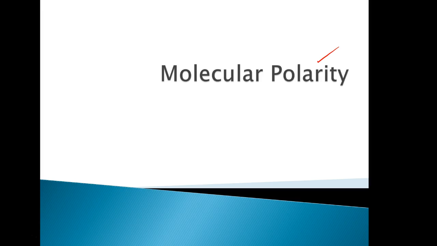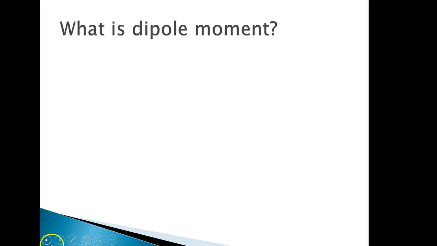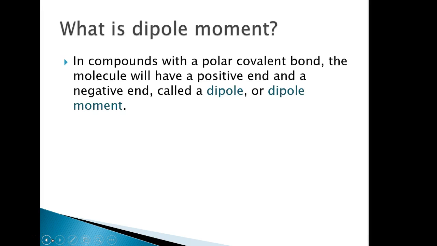structures. And the 3D VSEPR shape of things also makes a difference. Not as much as you might think, but it does make a difference. So we're going to talk about something called dipole moment. And what is dipole moment? Well, that's when you have molecules that have a polar covalent bond. One end of it is a positive end, and one end of the molecule is a negative end. It's called a dipole.